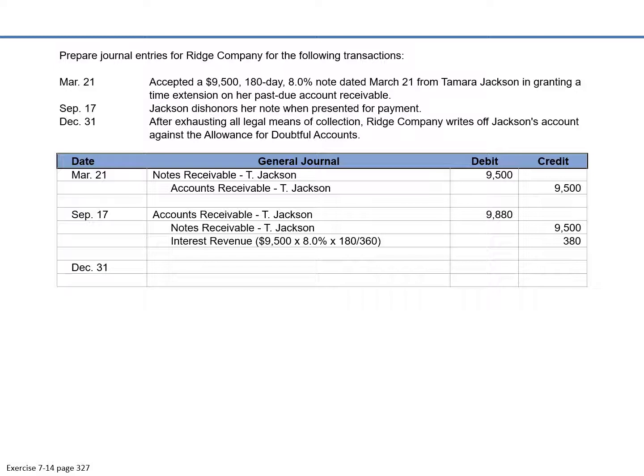And then on December 31st, after exhausting all legal means of collection, Ridge Company decides to write off Jackson's account against the allowance. So we're going to reduce our allowance for doubtful accounts by $9,880, and we do that with a debit. And we're going to reduce our accounts receivable for $9,880. Okay?